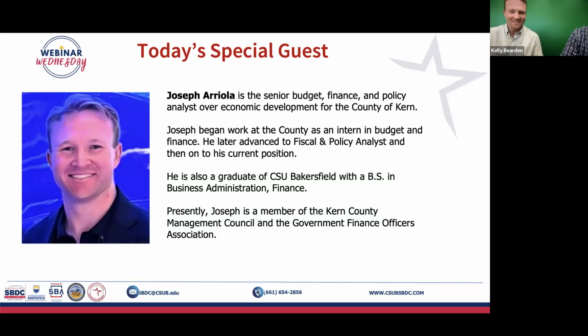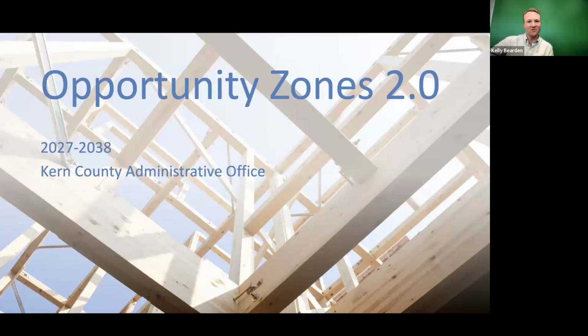It's good to be here, Kelly. Thanks for inviting me. So thank you, folks, for joining. Today, we're going to be talking about opportunity zones, and specifically Opportunity Zones 2.0, which begin in 2027 and go through 2038. My name is, as Kelly mentioned, Joe Arriola. I'm an analyst with the Kern County Administrative Office within our Economic Development Division.